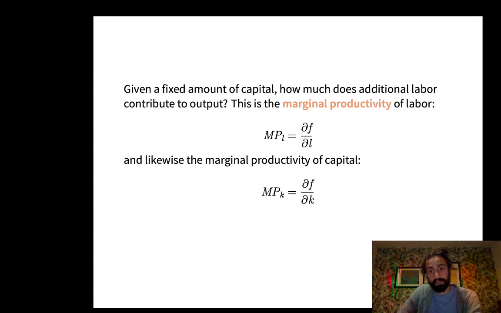So the marginal productivity of labor says if I just increase my labor supply by a tiny, tiny amount, proportionally, how much does my total production change? And the same with capital.